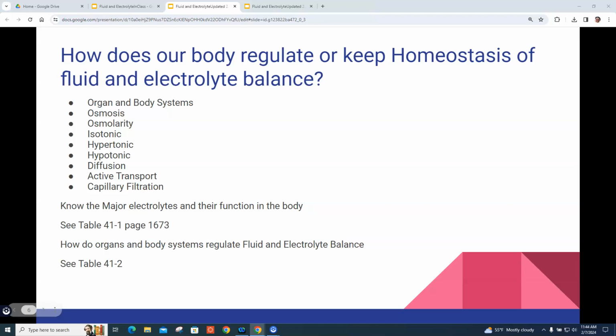Diffusion is the tendency of solutes to move freely through a solvent. The solute moves from an area of higher concentration to an area of lower concentration until it is equal on both sides. Active transport, you must remember that active transport requires energy. That's your ATP, so that substances can move through the cell membrane against a concentration gradient, meaning from an area of lesser solute concentration to an area of higher solute concentration.